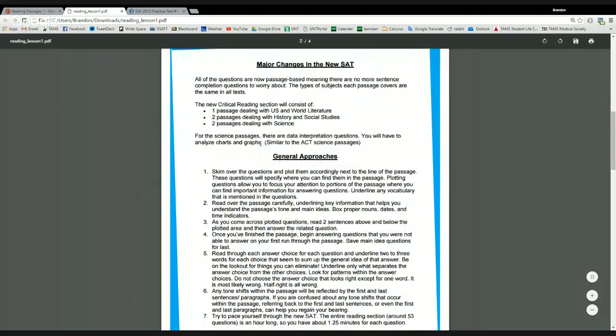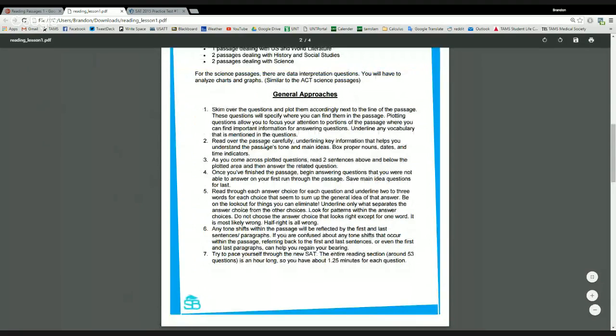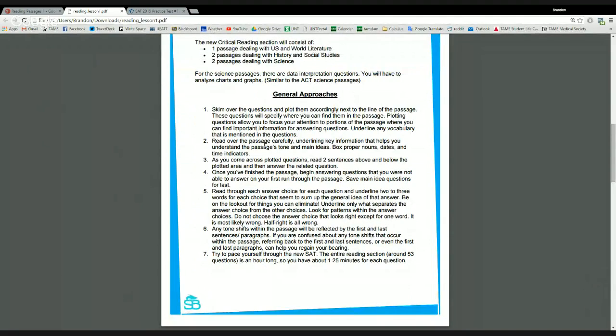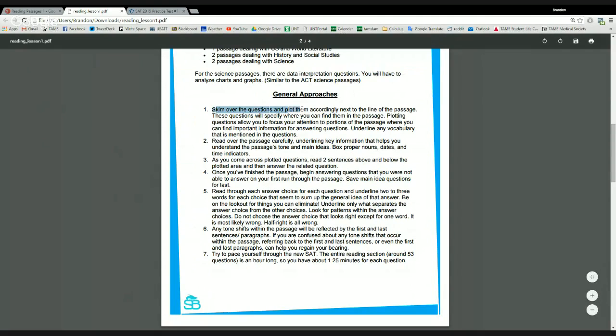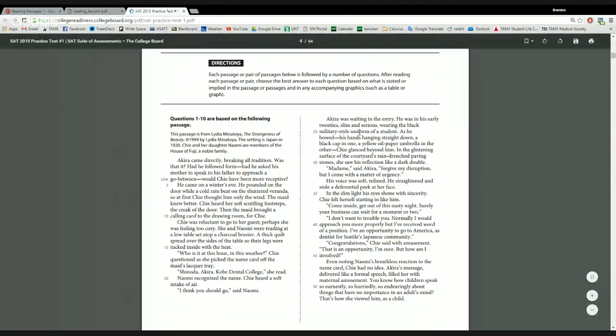Okay, so we're going to first talk about a few general approaches when you get to a reading passage. First of all, you want to skim over the questions and plot them accordingly next to the line of the passage. These questions will specify where you can find them in the passage. Plotting questions allows you to focus your attention on portions of the passage where you can find important information for answering questions. Underline any vocab that is mentioned in the question. Given that tip, we're going to look at an example from the College Board release test.